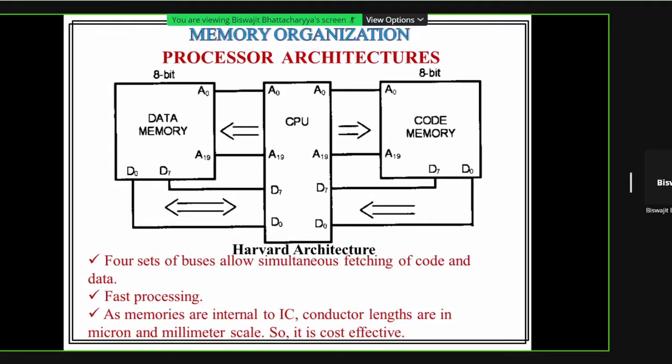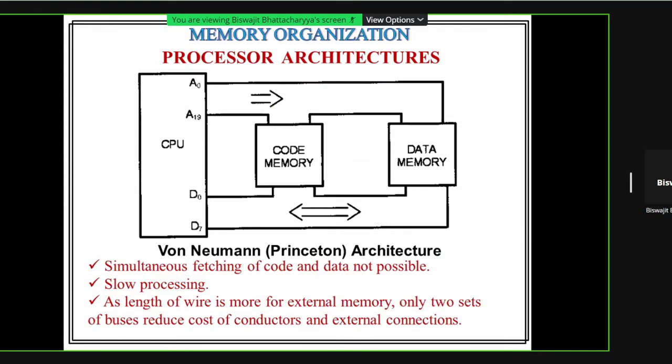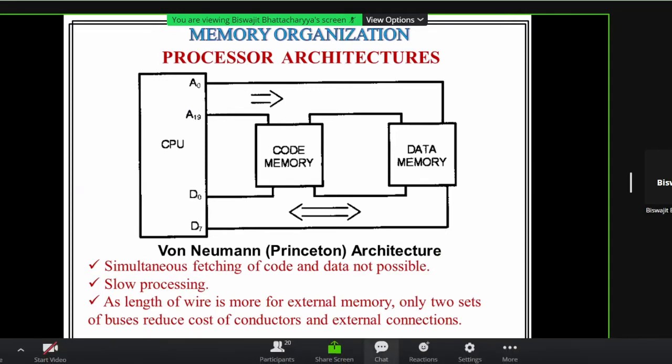The definition of Harvard architecture and Princeton architecture. For Princeton architecture, there is one set of address bus and one set of data bus. Here the number of wires is small, conductors are fewer, so cost is less.